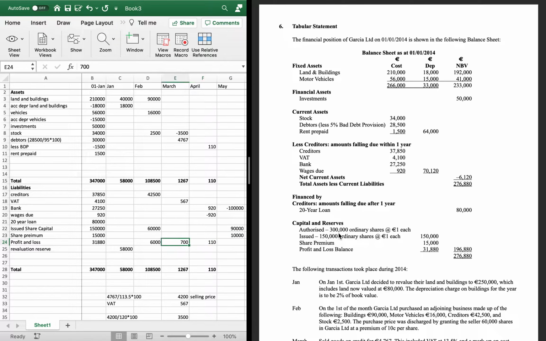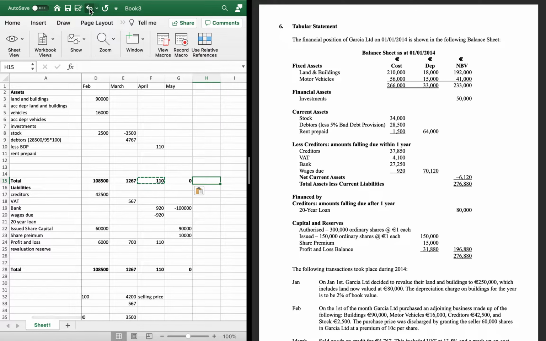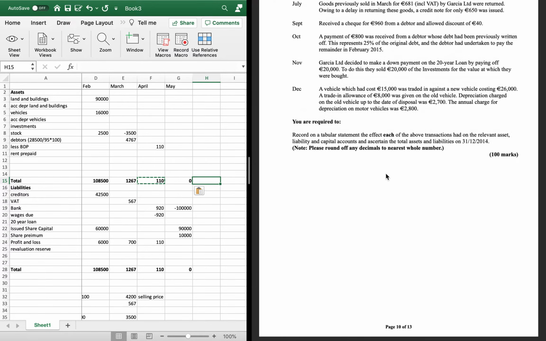Okay, so now when you balance it, sorry, I'm doing the wrong thing. When we balance it, that'll be 0 and 0. Okay, that's the May one done. Straightforward enough, I hope.